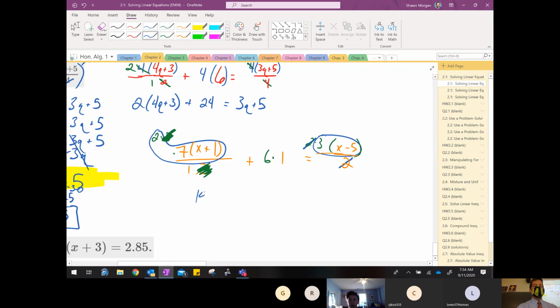Okay, so we'd have 14 quantity x plus 1. We'd have 6, and we'd have 3 times quantity x minus 5. The fractions now have gone away, and that's our whole goal. The LCD is the fraction killer, right? And then, of course, you could, if you wanted to, solve that one out. I'll leave that for you guys to do.